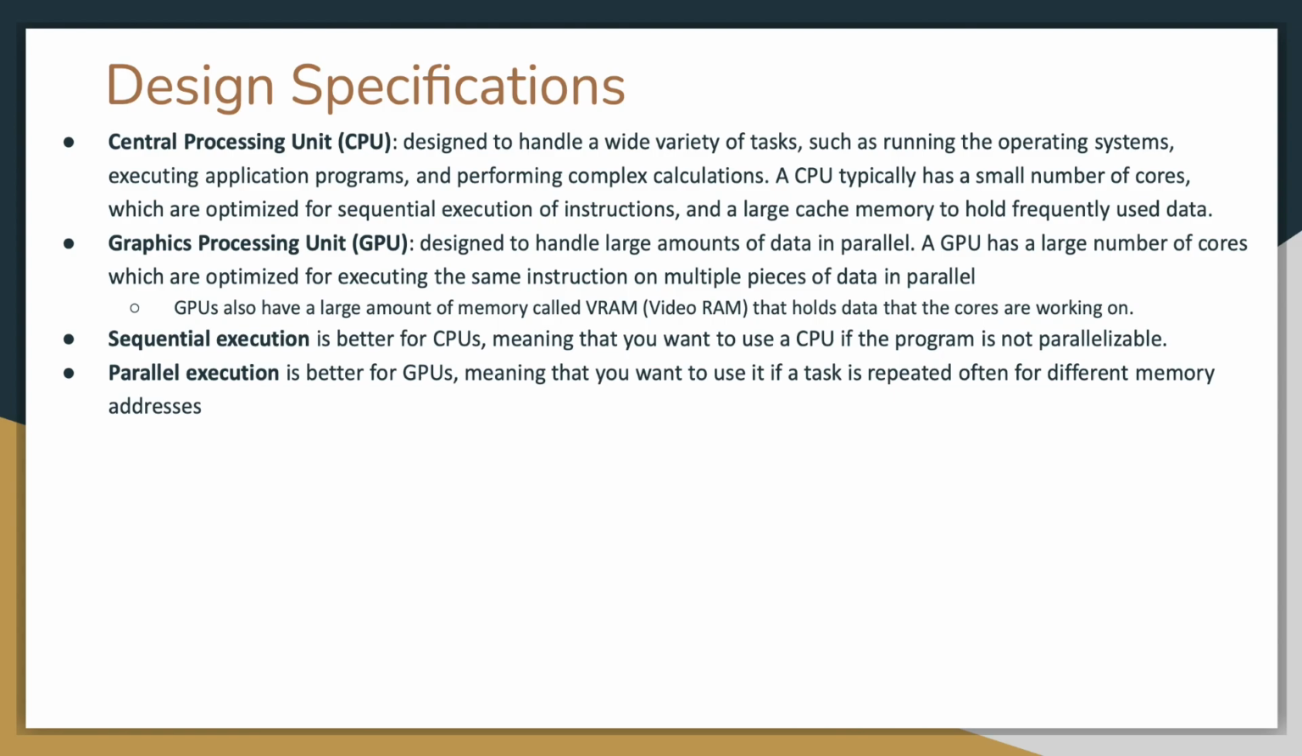Sequential execution is better for CPUs, meaning that you want to use a CPU if the program is not parallelizable. Now, parallel execution is better for GPUs, meaning that you want to use it if the task is repeated often for different memory addresses, meaning that it can be parallelized.